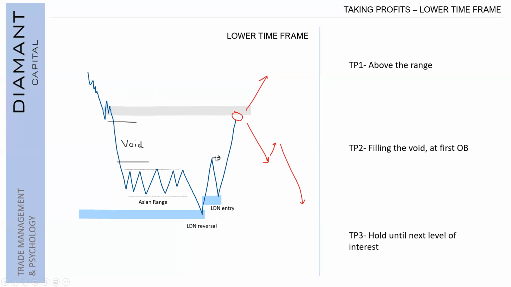So TP1 just above the range right here, potentially even Asian range, but I feel like is too close of an area. TP2, fill in the void, most importantly. So it could be just there and at the first order block. So I would say just about here is a comfortable region. And then TP3, hold until wherever you're comfortable.